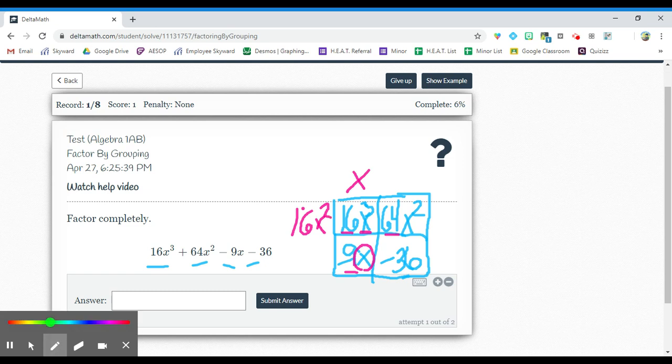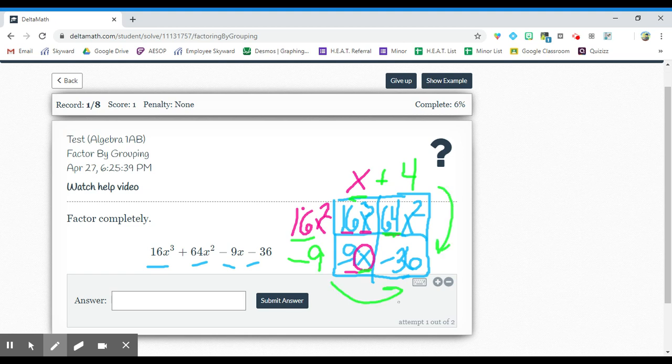Now we need to know 16 times what makes 64. Let me just double check, I'm just going to do 64 divided by 16. And yeah, it's 4. So I get plus 4 there. A positive 4 times 16 makes 64, and I already have the x squared. Here we have the x, we already had it, so we needed the negative 9. And then just to double check, does positive 4 times negative 9 make negative 36?